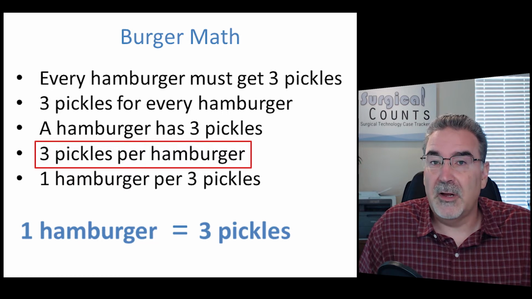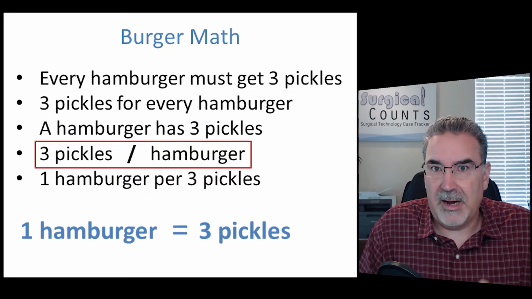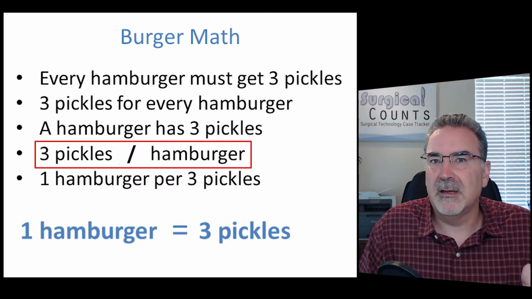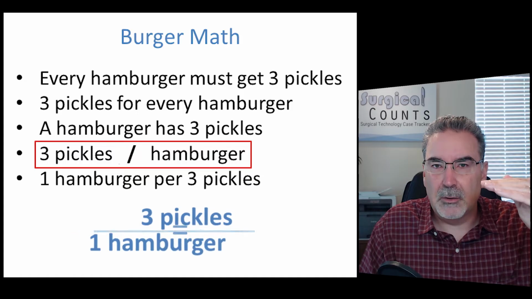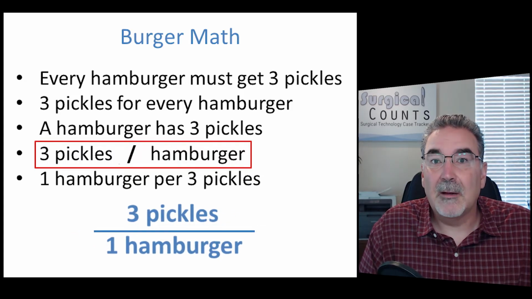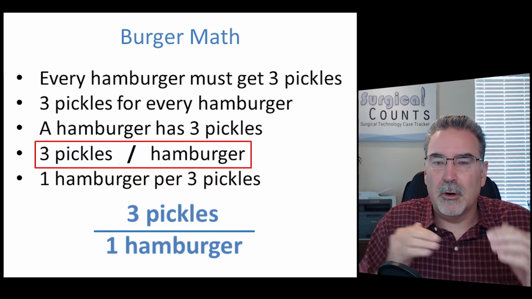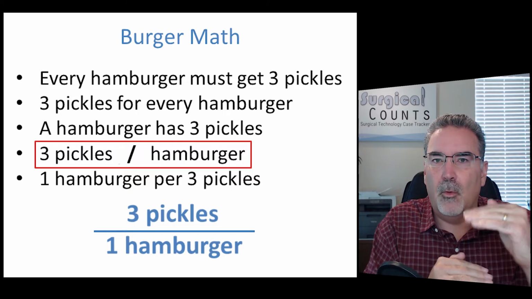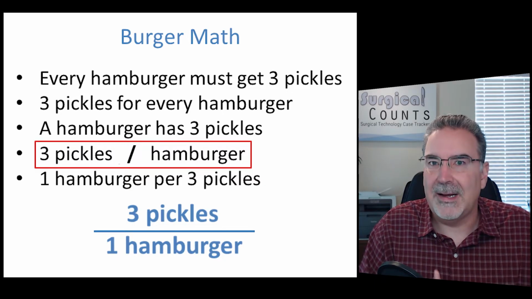Now let's take a look at this phrase, 3 pickles per hamburger. Another way of writing per is to use the little slash. So we could write it as 3 pickles/hamburger. Now, what does this mean? Well, a way of writing this mathematically would be 3 pickles over 1 hamburger. It still means the same thing. When it comes to ratios and proportions, 3 pickles equals 1 hamburger, and 3 pickles over 1 hamburger means exactly the same thing. It's just another way of writing it.